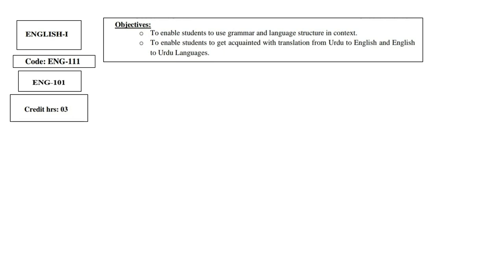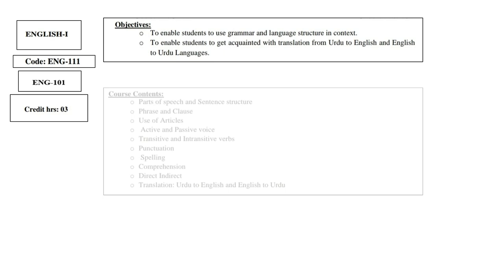The second objective is that this course will enable students to get acquainted with translation from Urdu to English and English to Urdu. Both translations are part of this course. So we have two main objectives: to use grammar and language structure in given situations, and how to do translation from Urdu to English and English to Urdu.